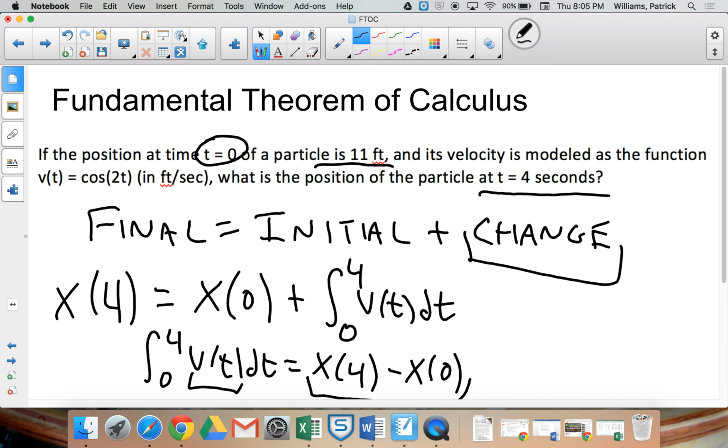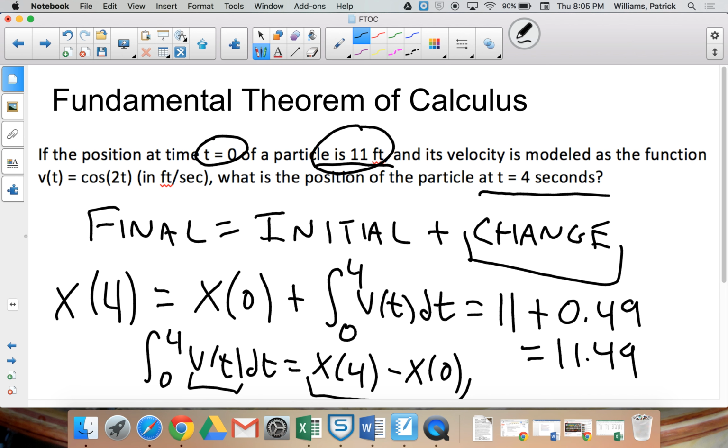All right? So if you went through and plugged this in, you should have gotten that the initial position was 11 feet. So this would be equal to 11 plus, if you plugged in this integral using FNINT in your calculator, you should have gotten 0.49, which would make this 11.49. If you didn't get this, one thing I would suggest is check your calculator. Make sure you are in radian mode and not degree mode, because we always use radian mode when we're in calculus.